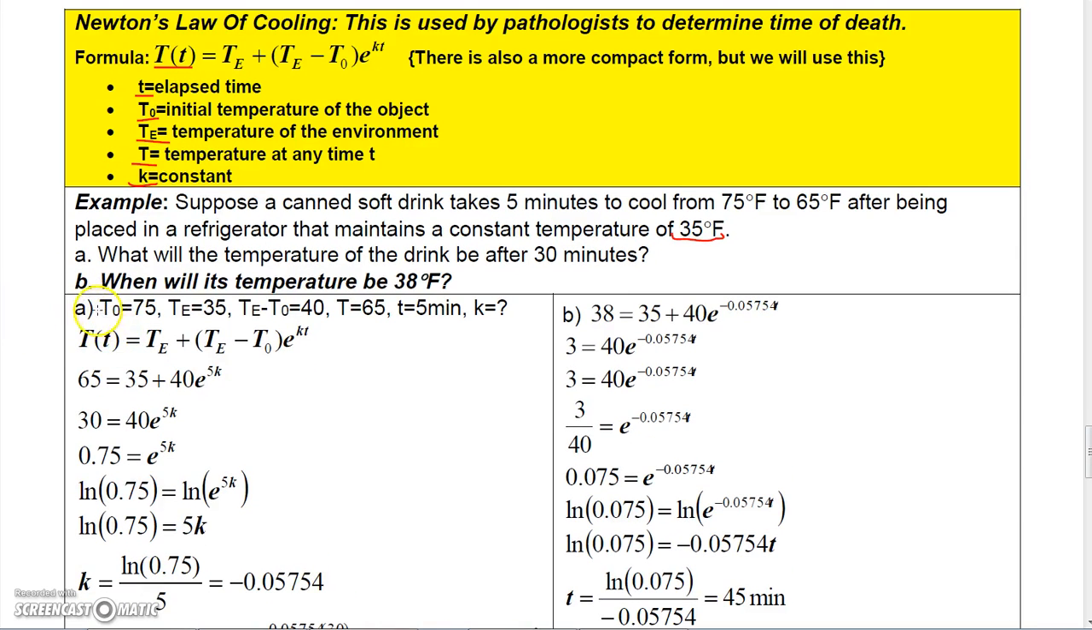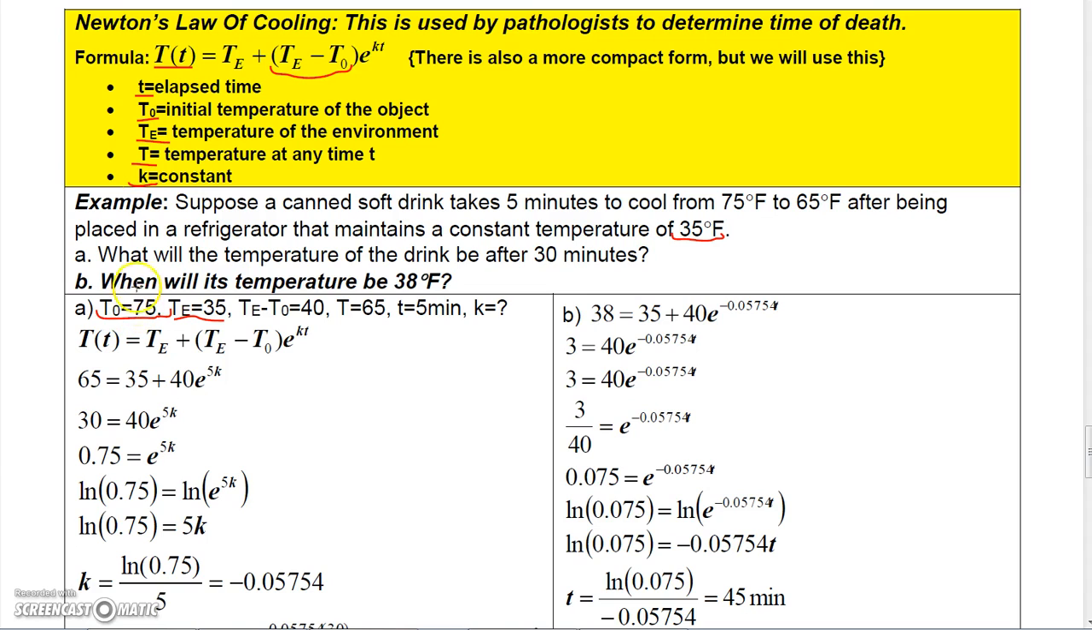Well, the initial temperature of the object is 75 degrees. And TE is the temperature of the room. In this case, the environment is 35 degrees. That's the fridge. And then, so what is TE minus T naught? In other words, that's the temperature of the environment minus the temperature.